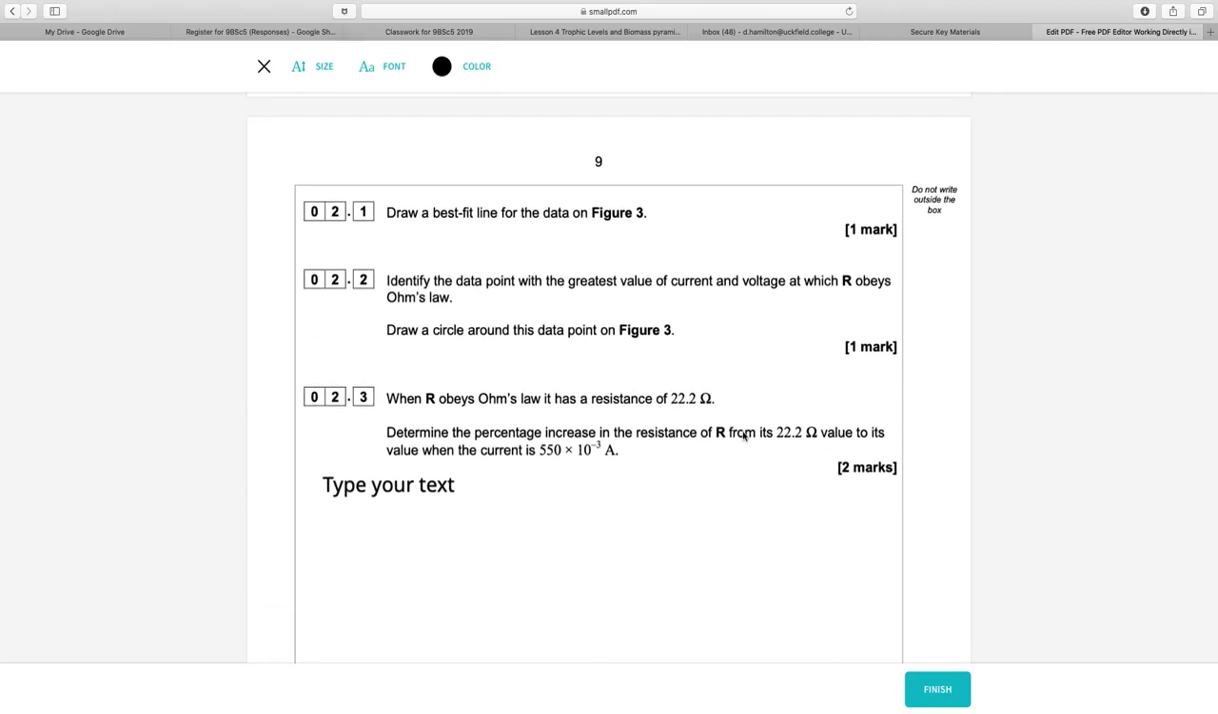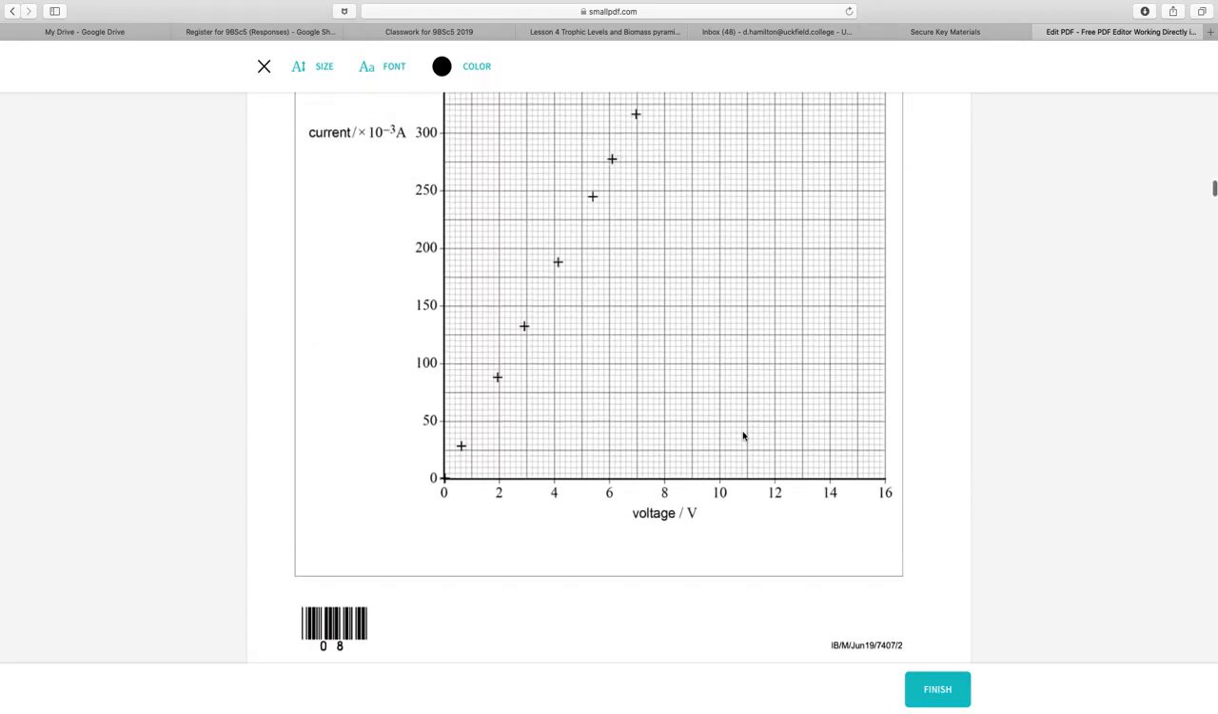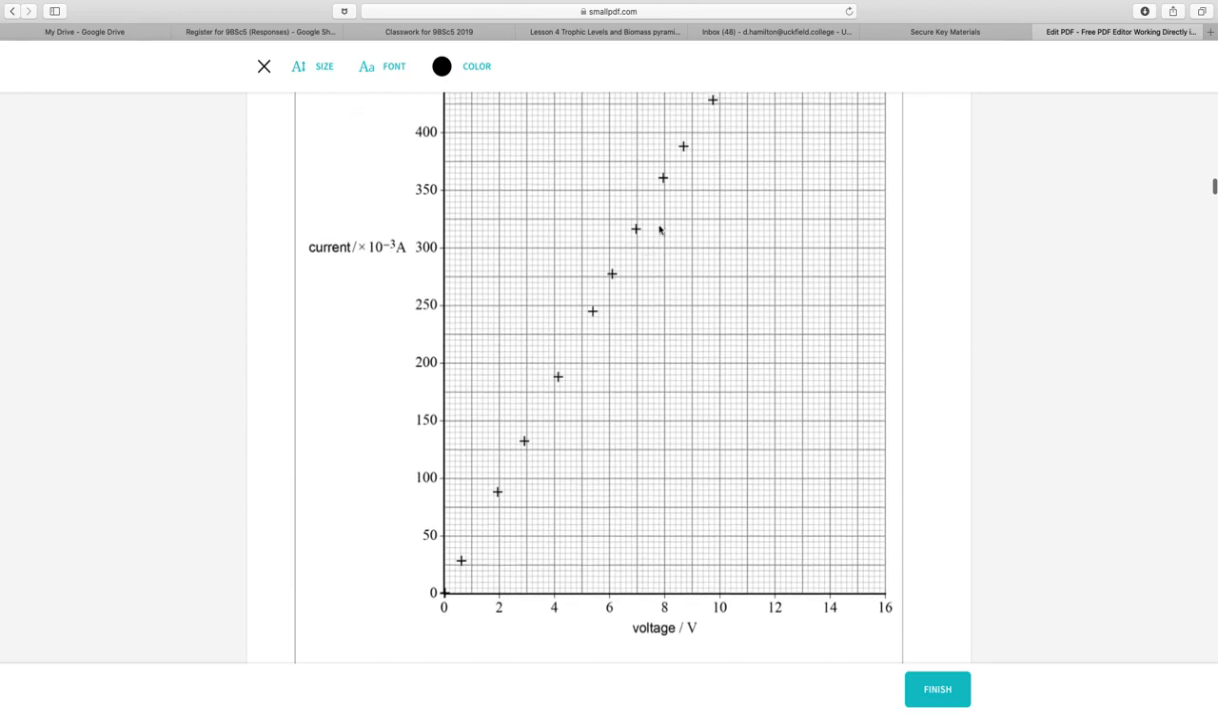2.2 then, identify the data point with the greatest value of current and voltage at which R obeys Ohm's law. Well, that is the very top of your straight line section, of course. So that is the point at 8 and 360 times 10 to the minus 3, reading off your graph.